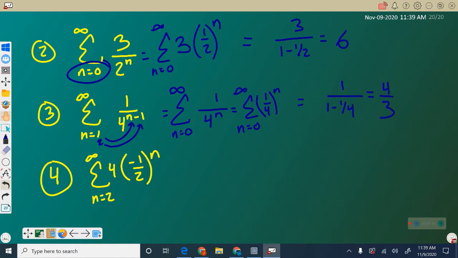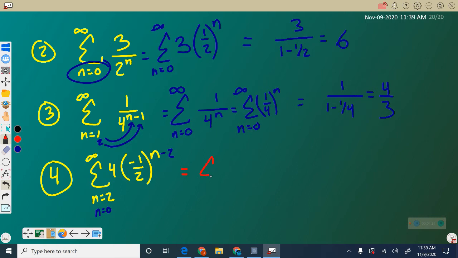This is an example of one that does not rewrite very easily. We're not starting at n equals 0. I'd have to go back to get it to n equals 0, which means this would have to become like a minus 2. Well, let's do this. We're going to have to do this a couple of different ways. To be honest, I just thought of this second way.